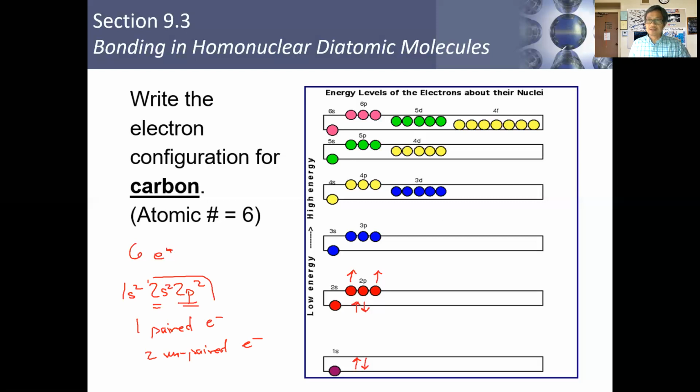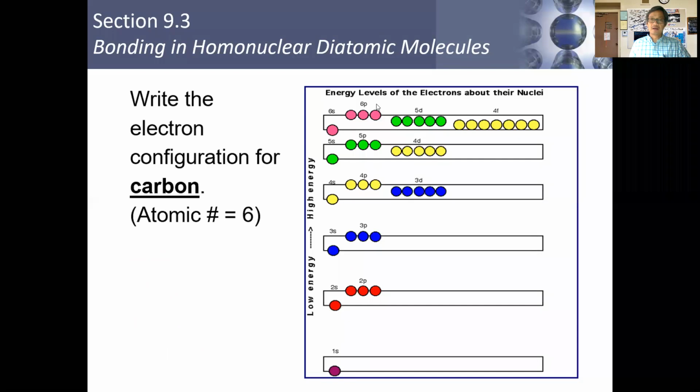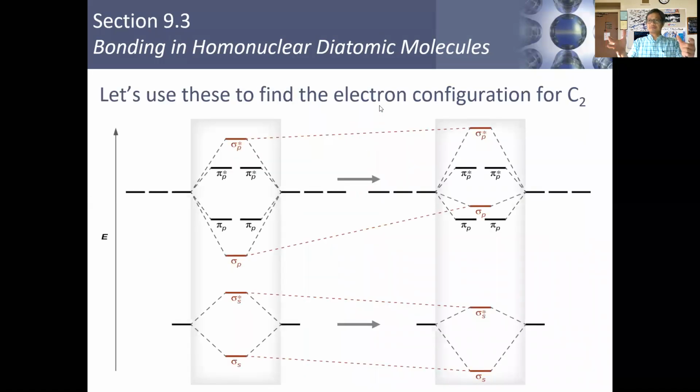We will be doing the exact same thing, folks, with molecules. Writing out the molecular electron configuration, we're essentially doing the same thing. But this time, instead of using atomic orbitals, we're going to use the molecular orbitals here and here.